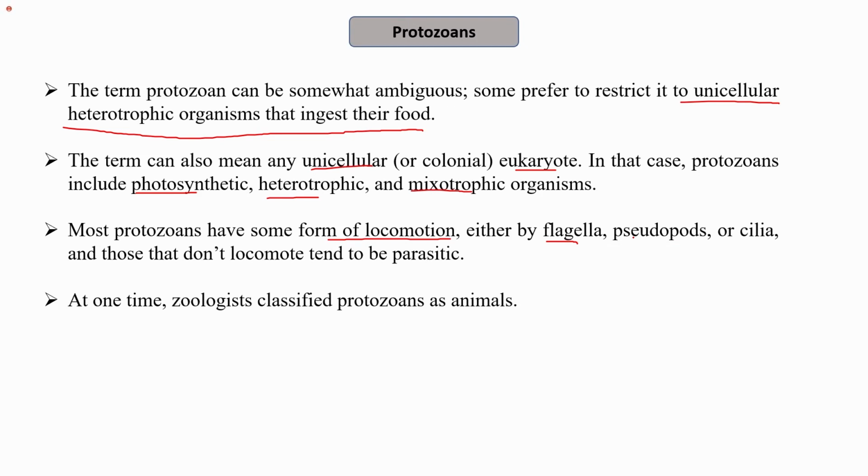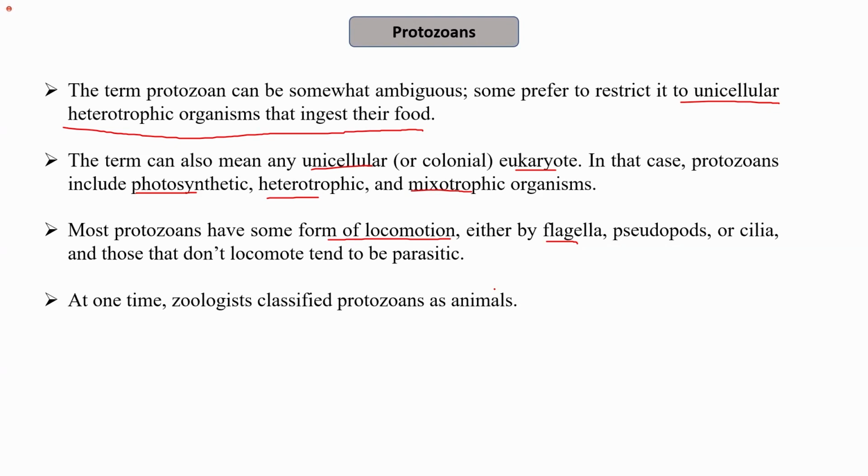Based on that, at one time, zoologists classified protozoans as animals, considering them to be heterotrophic in nature. But if we go by the other definition, where protozoans means unicellular eukaryotes, it can include the photosynthetic organisms as well. Therefore, it is difficult to classify them either in the kingdom Plantae or Animalia, and so they are kept in the kingdom Protista.